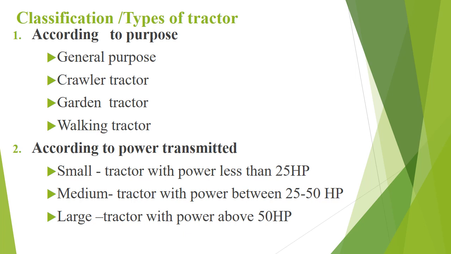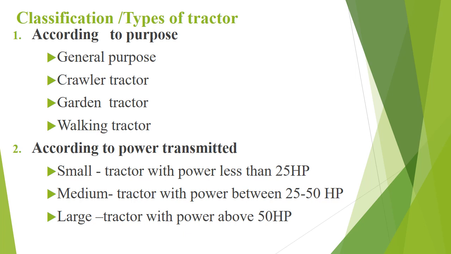Let's look at the classification of a tractor. A tractor is classified in accordance with two main categories. We have one category according to purpose, and the other according to the power transmitted. Let's start with according to purpose. The purpose is the work which the tractor is going to do. For example, we have the general purpose tractor, crawler tractor, garden tractor, and walking tractors.